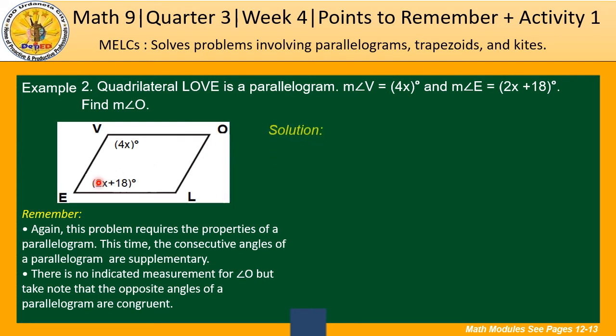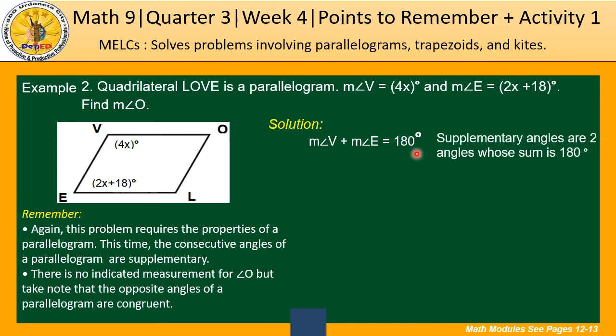So this is the solution. The measure of angle V plus the measure of angle E is equal to 180 degrees. When we say supplementary angles, these are two angles whose sum is 180 degrees. So let us substitute the values: angle V is 4x and angle E is 2x plus 18, equals 180. Combine like terms, so this is now 6x.